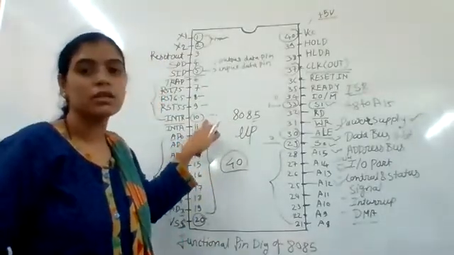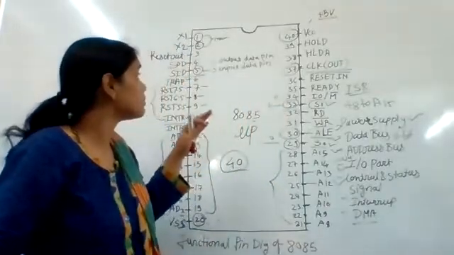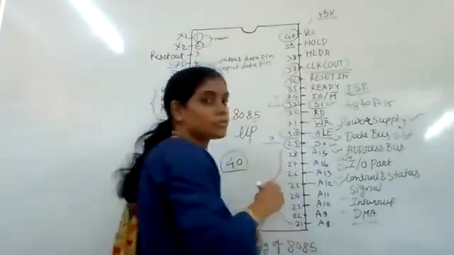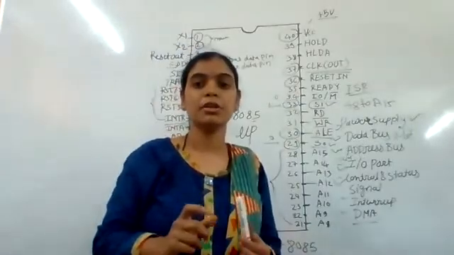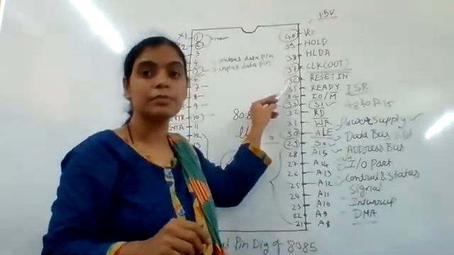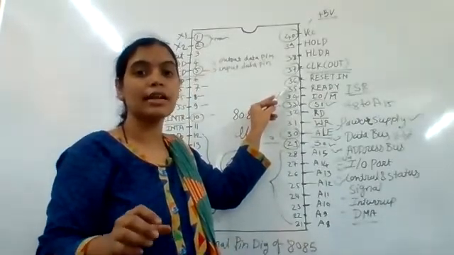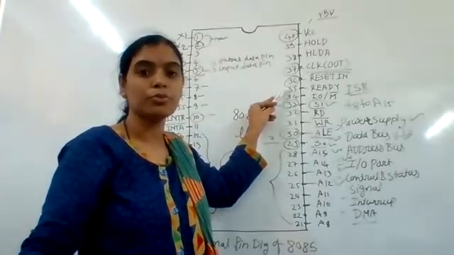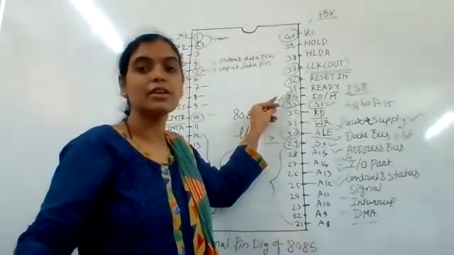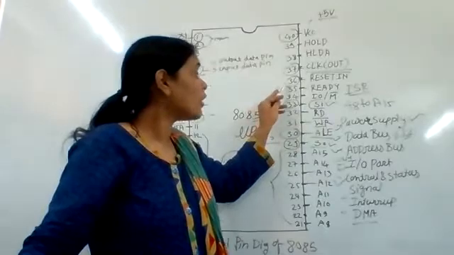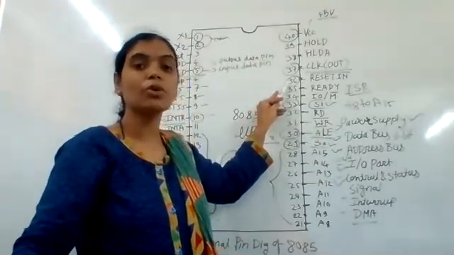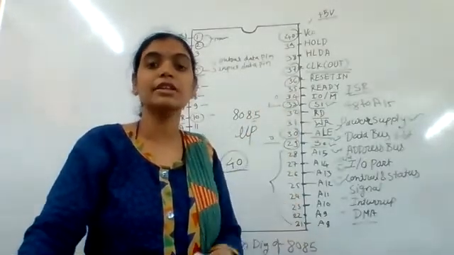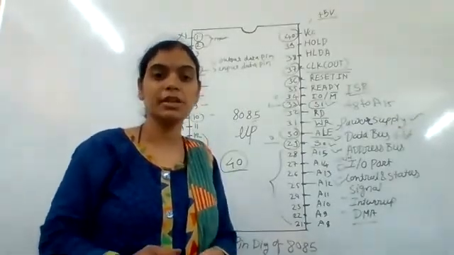Now we see pin number 36, RESET IN. An active low signal at this pin presets the PC of the microprocessor to 0, or we can say after resetting, the PC holds its initial memory address.